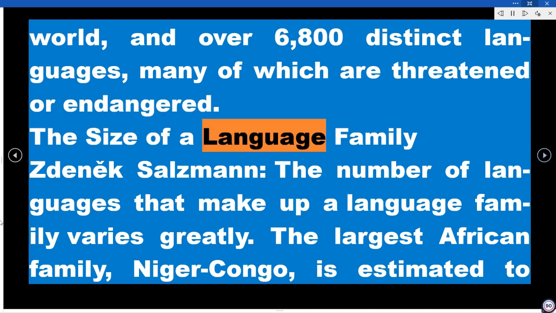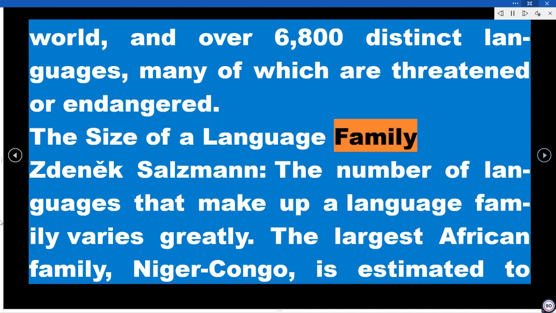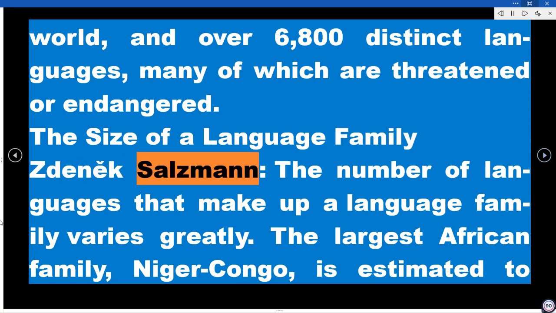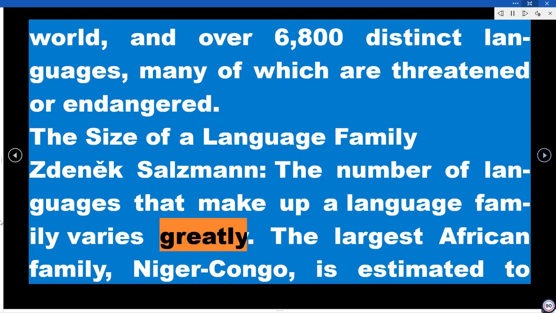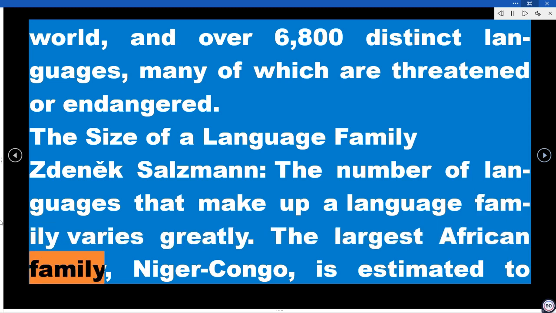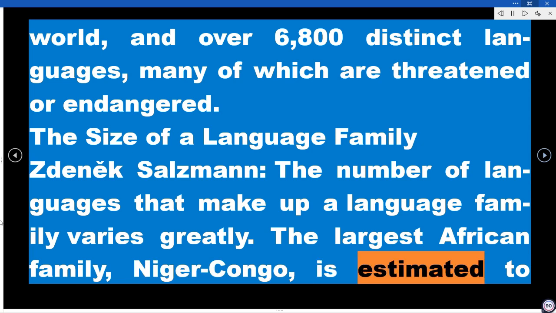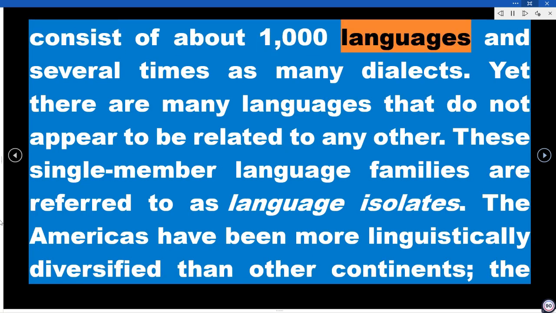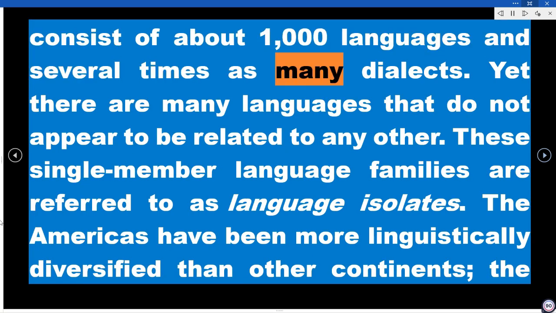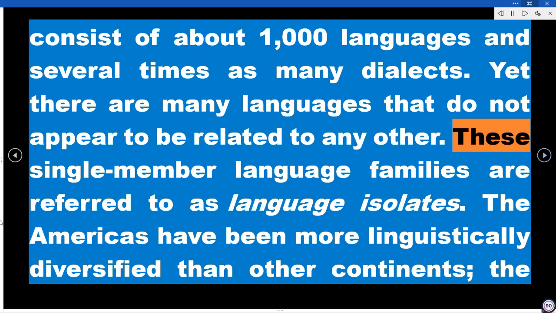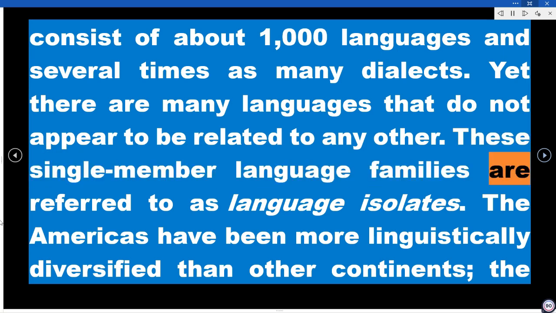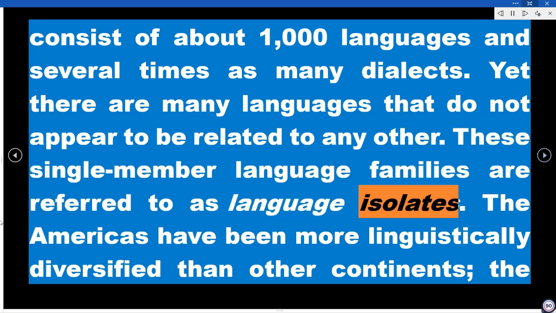The size of a language family. According to Zdenek Salzmann, the number of languages that make up a language family varies greatly. The largest African family, Niger-Congo, is estimated to consist of about 1,000 languages and several times as many dialects. Yet there are many languages that do not appear to be related to any other. These single-member language families are referred to as language isolates.